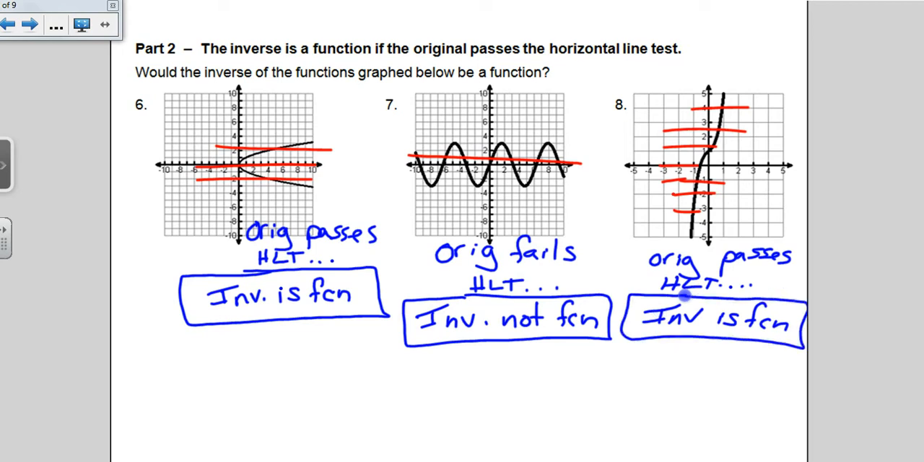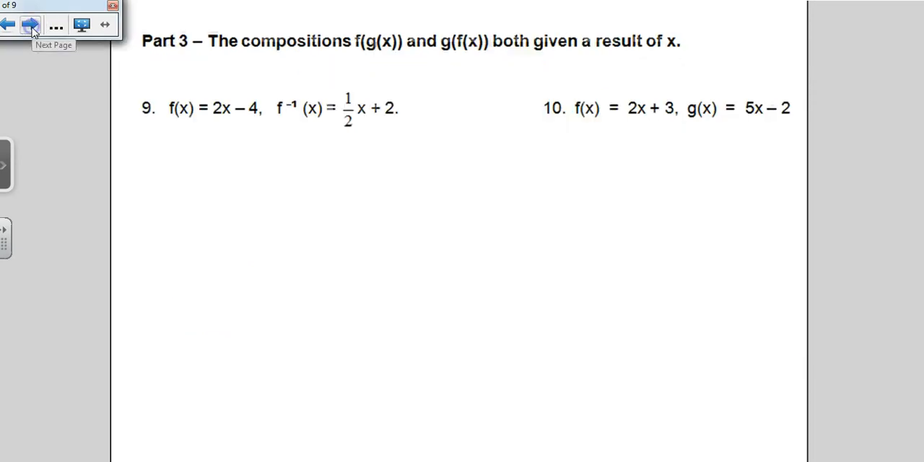Now, the horizontal line test does not speak of whether the original is a function or not. You would still have to do the vertical line test on the original to determine if it's a function. For example, number 6 here fails the vertical line test, so the original is not a function, but because of the horizontal line test, we know that its inverse would be a function. So you never know. You've got to think about it both ways.